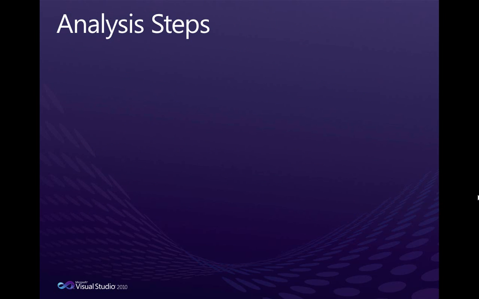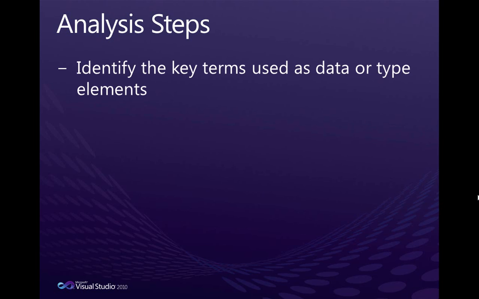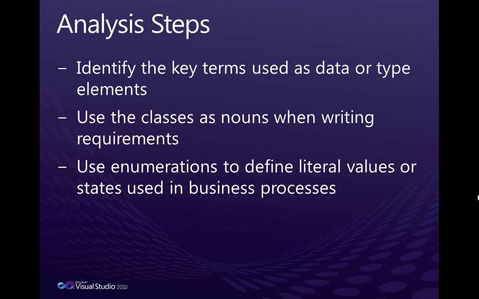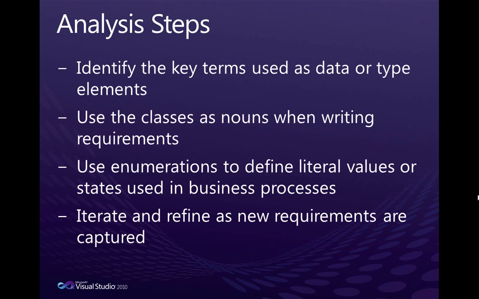Let's briefly talk about the analysis steps we're going to perform. First, we're going to identify the key terms used in our domain as data or data type elements. We're going to use these classes as nouns when writing the requirements. And we're going to use enumerations to define literal values or states used in business processes. And finally, we're going to iterate and refine this model as new requirements are captured. This is not meant to be something static. It's meant to be continually used throughout your development lifecycle while you're gathering requirements.